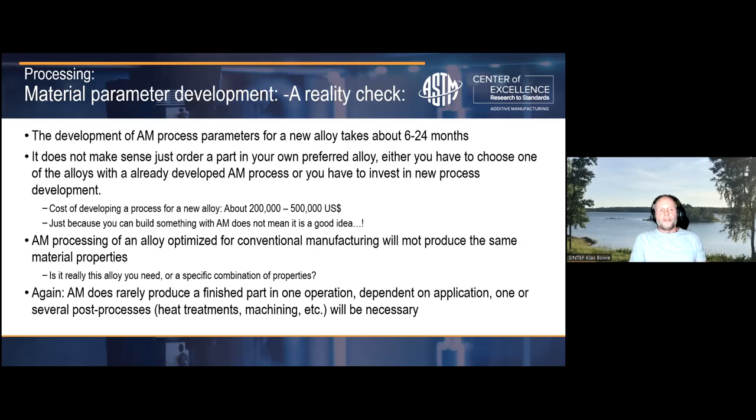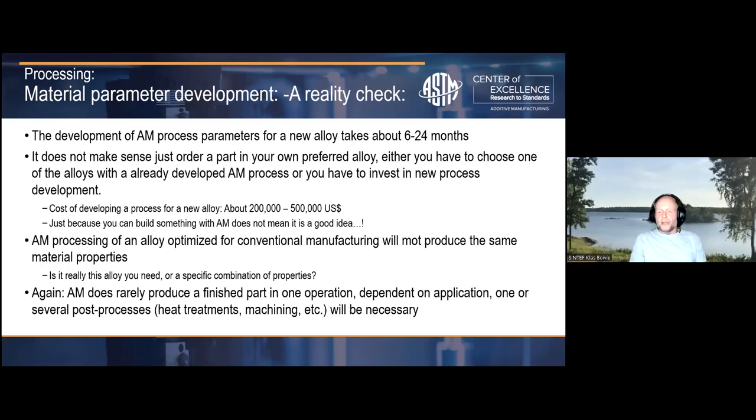Then there's the thing about material parameters, getting back to the earlier question. The development of AM process parameters for a new alloy: if it's a new alloy, but the same metal system is used, it takes about 6 to 24 months if you have a very experienced engineer working on it and good access to a materials lab. It doesn't make any sense to just order a part in the alloy you would normally use if you'd used conventional manufacturing.